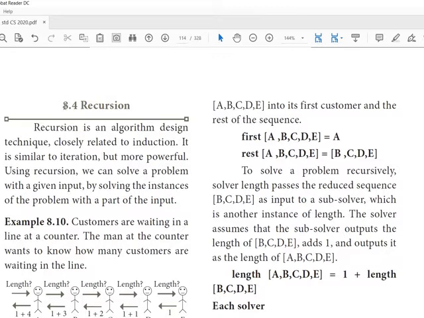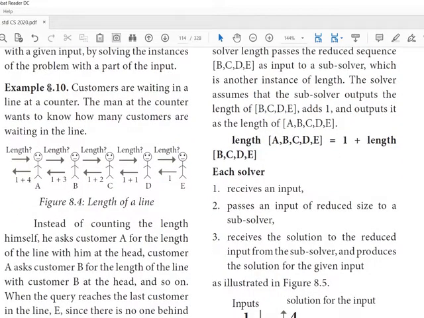Next concept is recursion. Recursion is an algorithm design technique closely related to induction. It is similar to iteration but more powerful. Using recursion, we can solve a problem with a given input by solving an instance of the problem with a part of the input. What is the meaning? See this example. Customers are waiting in a line at a counter. The man at the counter wants to know how many customers are waiting in the line.